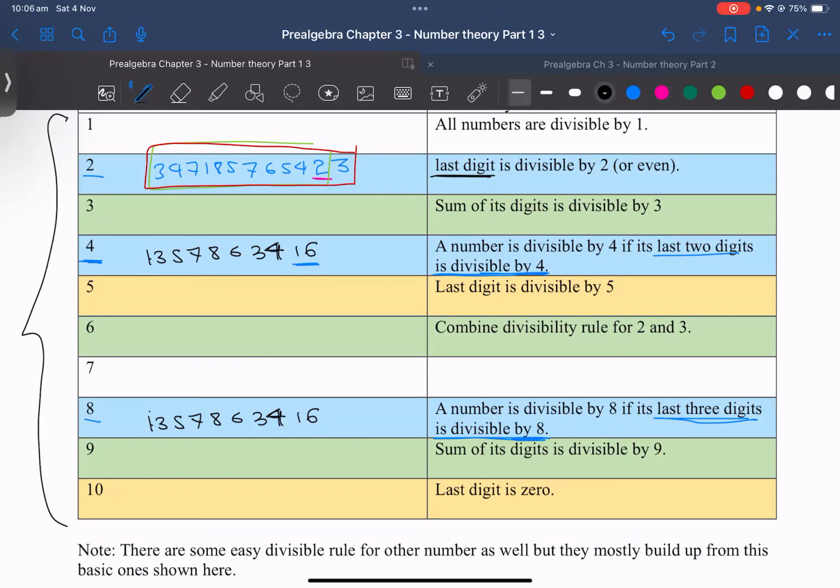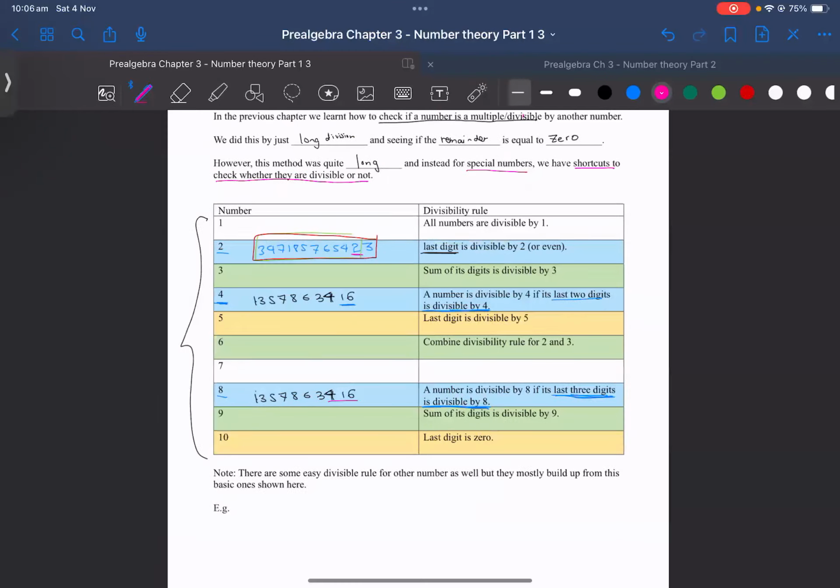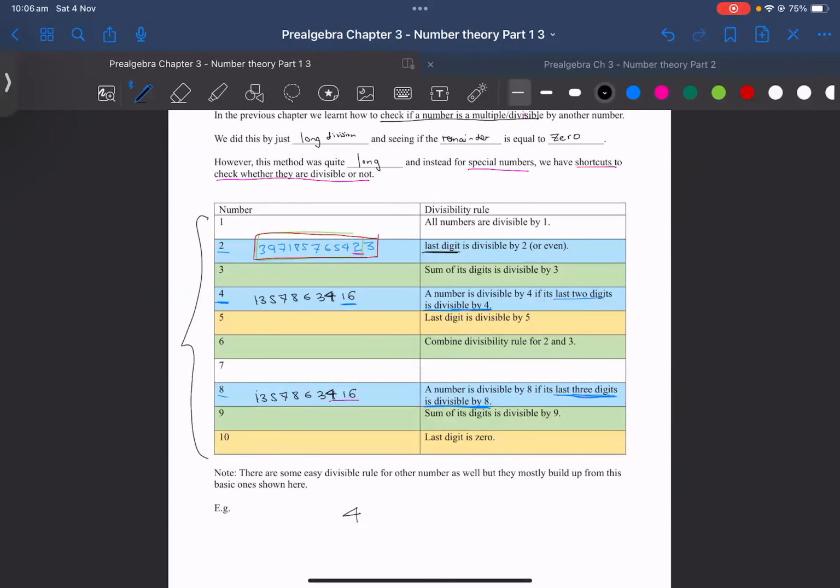Close, but we're not checking the last 2 digits. What does it say? Last 3 digits divisible by 8. So instead of 16, we check 416. Check if that's divisible by 8. Here you probably do long division, but even that's not too bad, since 416 divided by 8 is not a huge thing to do. We can just do 416 divided by 8 with long division.